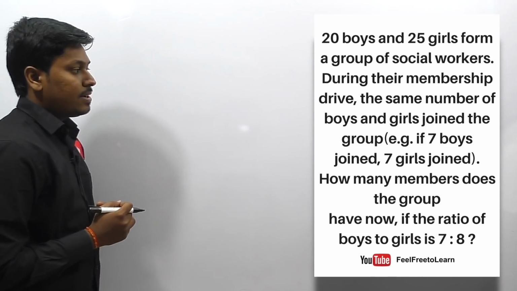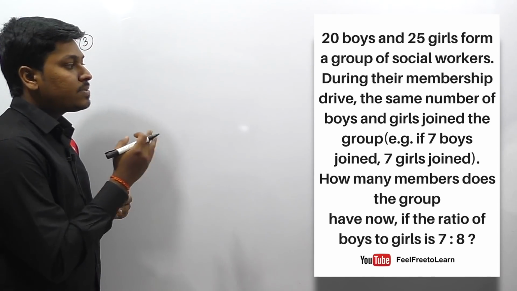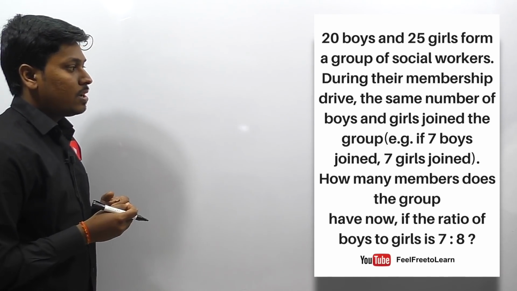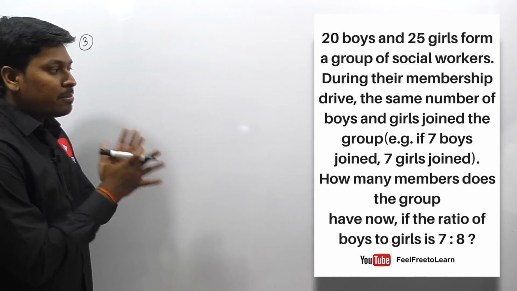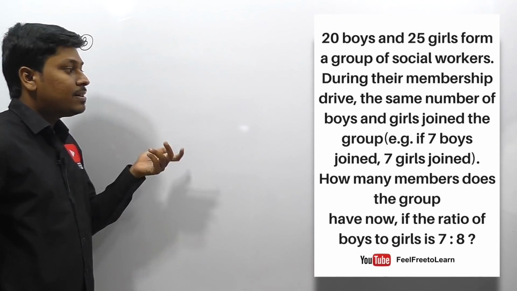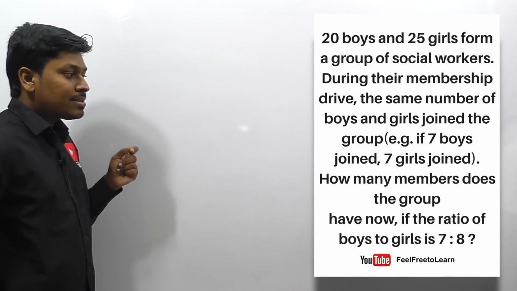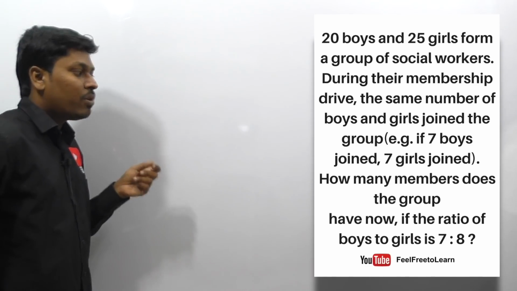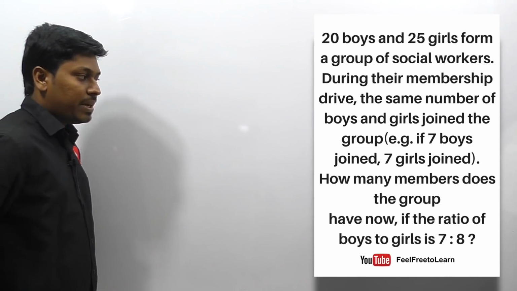Question number 3. 20 boys and 25 girls form a group of social works. During the membership drive, the same number of boys and girls join the group. Example, 7 boys join, 7 girls join, right? So how many members does the group have now if the ratio of boys and girls will be 7:8?